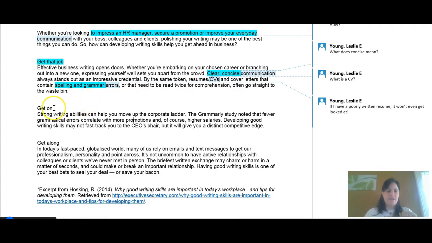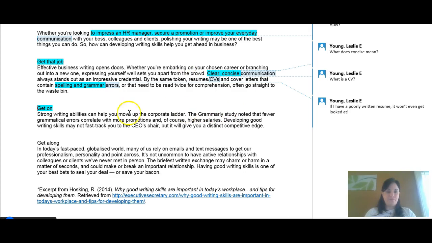Again, I'm assuming that that is another reason writing and grammar skills are important. But I'm not really sure what get on means, so let's see if this paragraph tells us. Strong writing abilities can help you move up the corporate ladder. The Grammarly study noted that fewer grammatical errors correlate with more promotions and, of course, higher salaries. Developing good writing skills may not fast-track you to the CEO's chair, but it will give you a distinct competitive edge.